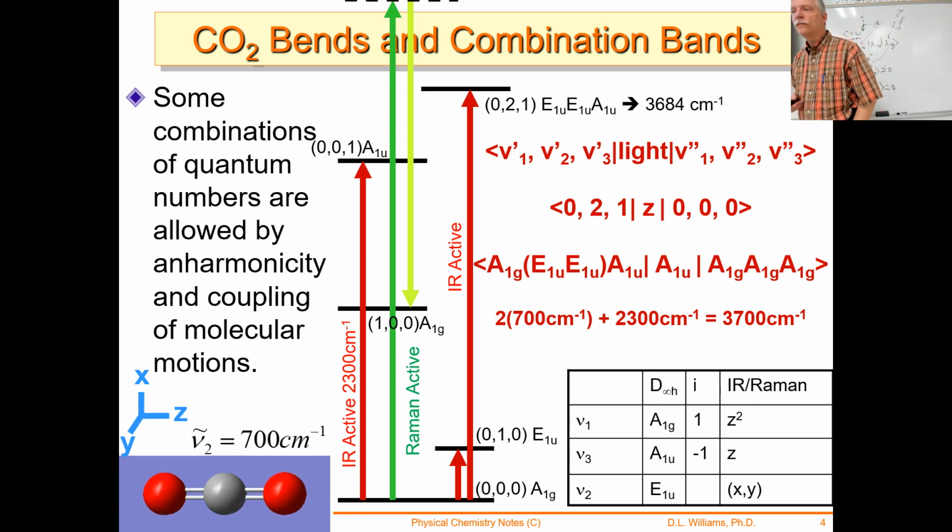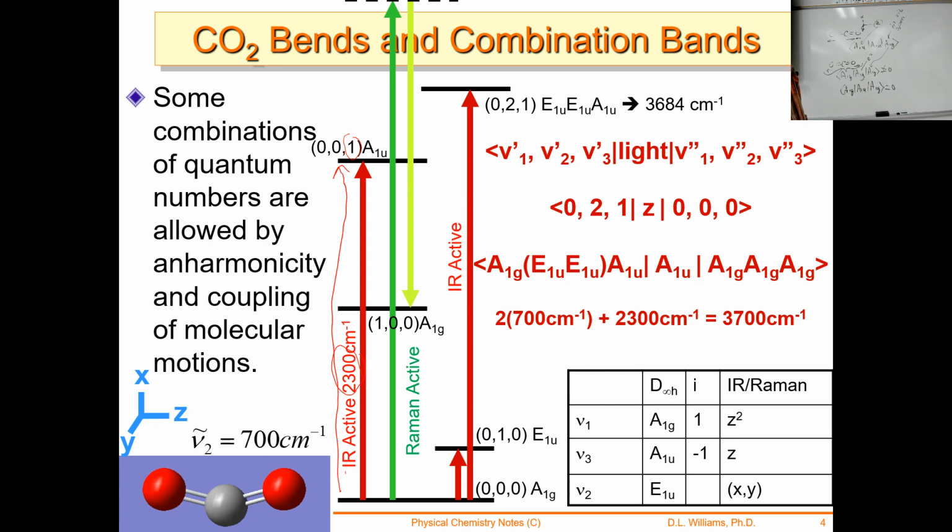Yes? Where did the 2,300 come from? That is this distance right here. So this one right here, this distance to there is 2,300. Yeah. Oh, I didn't see that. Yeah, I didn't see it either earlier when I was looking for it. So this is 2,300. It's a Raman active mode, so it does not show up in the infrared. But when you add in 2 of these, you get up to this level, and it is infrared active. We'll see from looking at the symmetry.